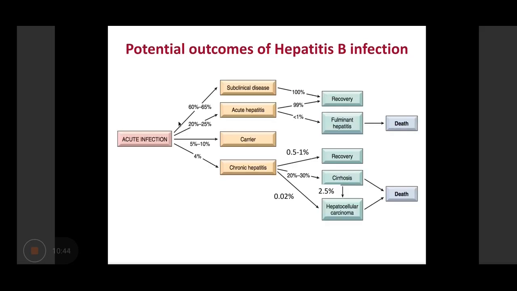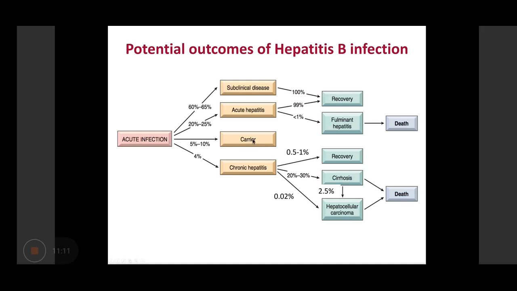Now, I think this is all given in your textbook, but this is important. So they can get an acute infection. And of this acute infection, a large percentage is a very subclinical disease, so mild prodrome sort of symptoms. Those with subclinical disease will recover and probably clear the virus. Or they may not even have much prodrome, but a small percentage will remain carriers.